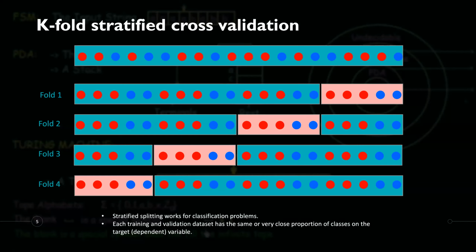So what does that mean? Let's take a look at another technique, which is called stratified cross-validation. It's very similar to k-fold cross-validation. The difference is that for the training and validation data sets, we will keep the proportion of the classes the same as what is in the original data set.